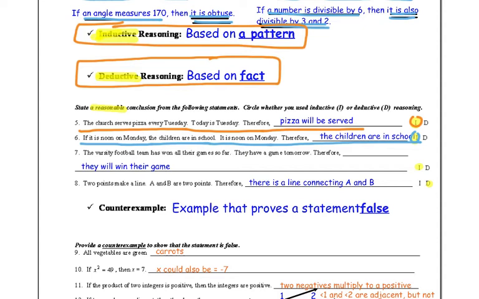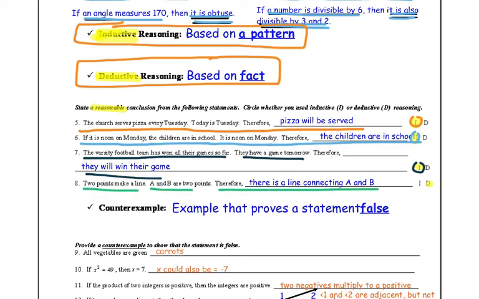So the varsity football team has won all their games so far. If they have a game tomorrow, you might say they'll win. Does that mean they're going to win? Not necessarily, but that's the pattern they've had so far, so we called that one inductive. Finally, a deductive example. 2 points make a line. A and B are 2 points. Therefore, you can make line AB. That's deductive, just a fact like that.